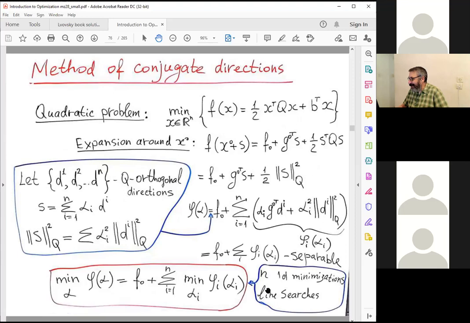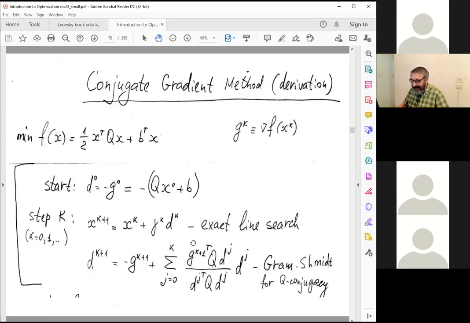You don't calculate the gradient. Conjugate gradient is just a special case of conjugate directions. Yes, in conjugate gradient, it's more advanced. In conjugate gradient, you do use gradients. You use the gradient at the starting point as the first conjugate direction.